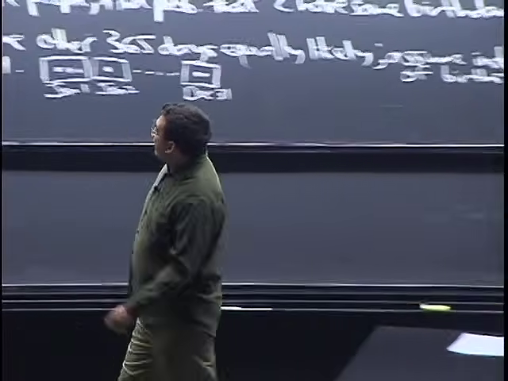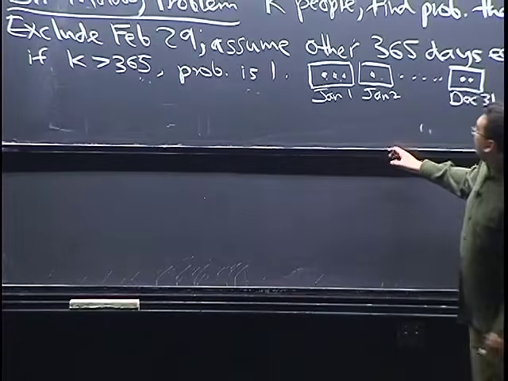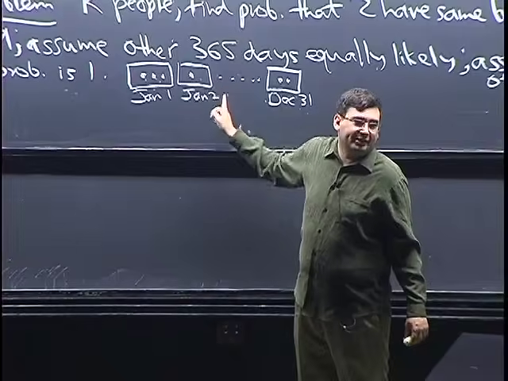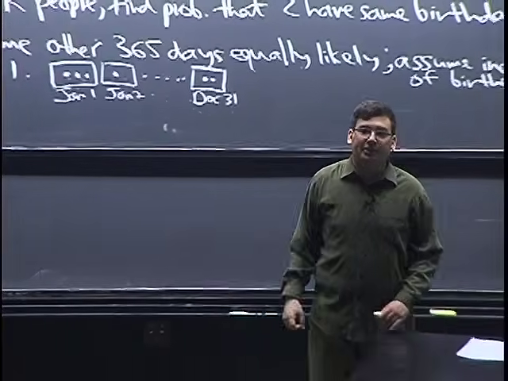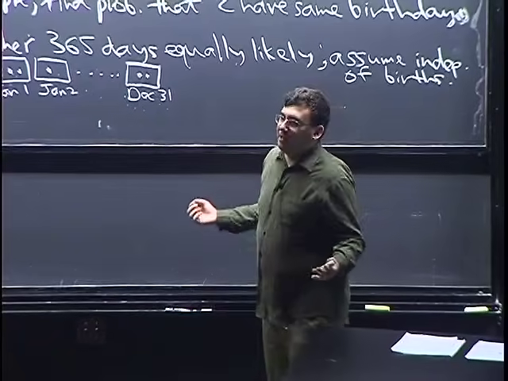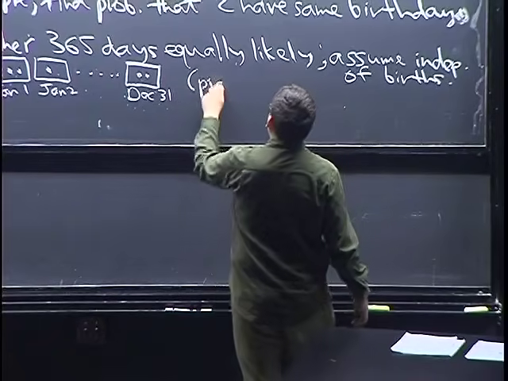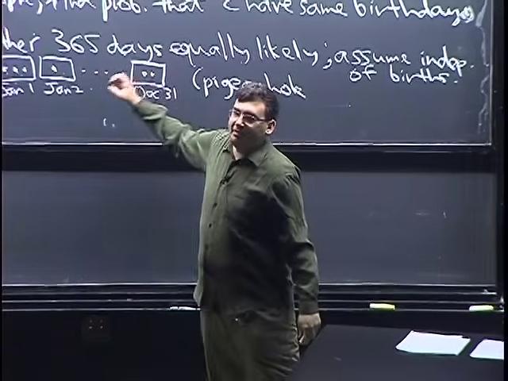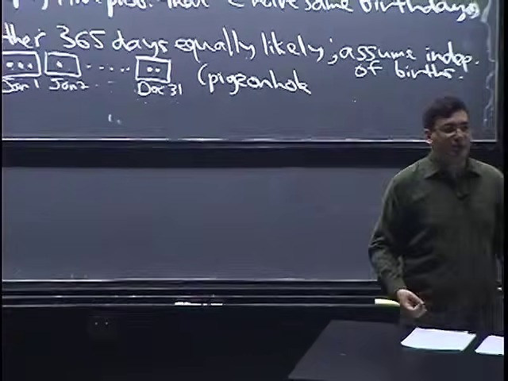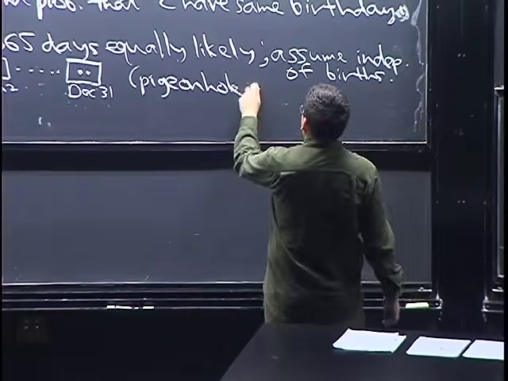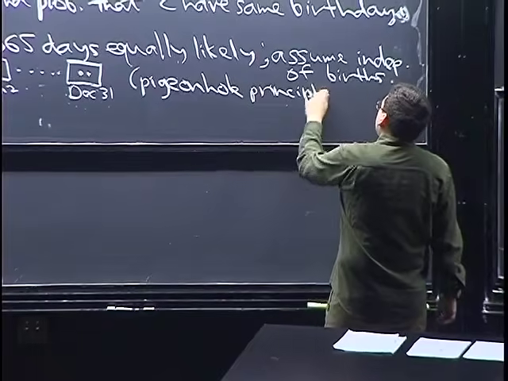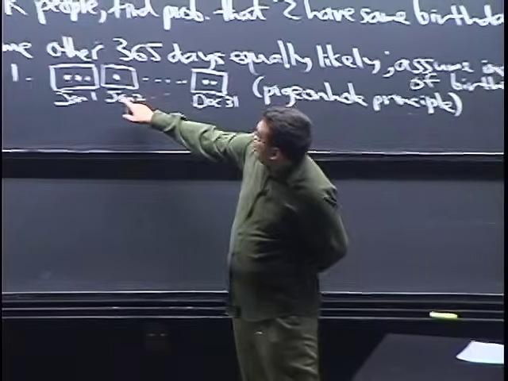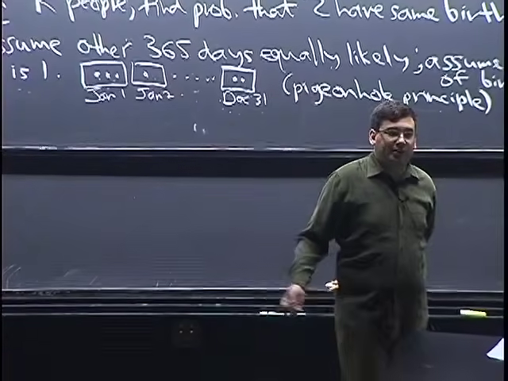Okay. Now, if you have more than 365 people, but you only have 365 boxes, then clearly there must be a box with more than one dot in it, right? Does that seem intuitively obvious? There's more people than boxes in that case. That's called the Pigeonhole Principle in math. It's a very simple fact, right? If you have more dots than boxes, then you have to have a box with multiple dots. But it's a useful principle, simple but useful. And okay, so that's the answer when k is greater than 365.